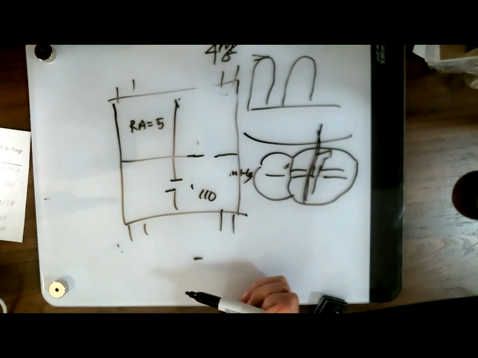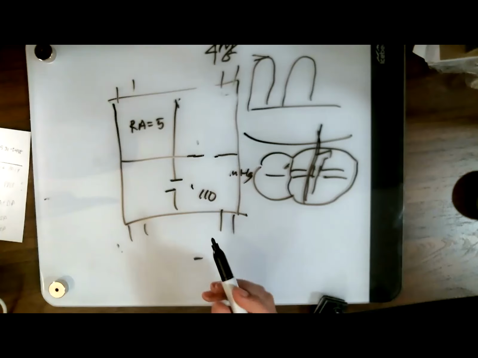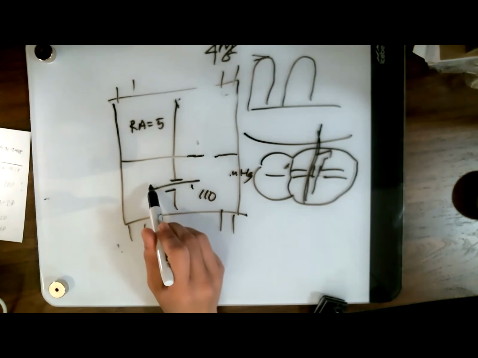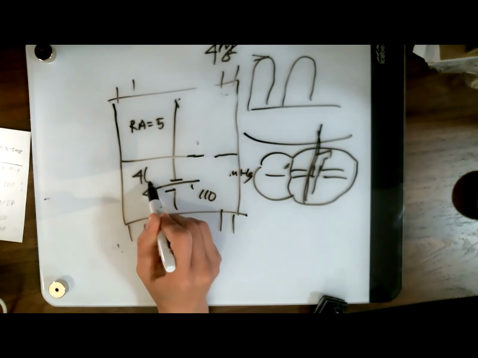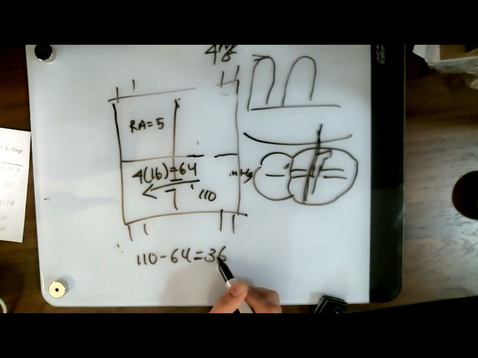What is your RV systolic pressure? Anyone? 84, right? So we have 110 and our pressure drop across the VSD is 4 times 16, that's 110 minus 64. Yes, good. And what is that? 36, right? Okay, great. So it's 36.